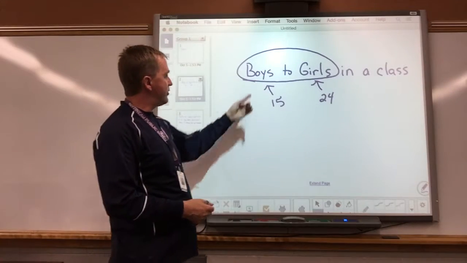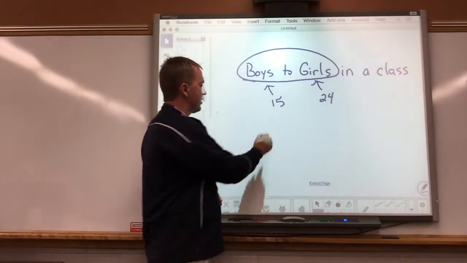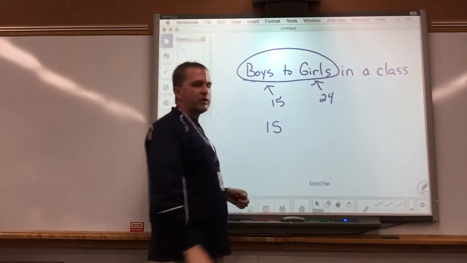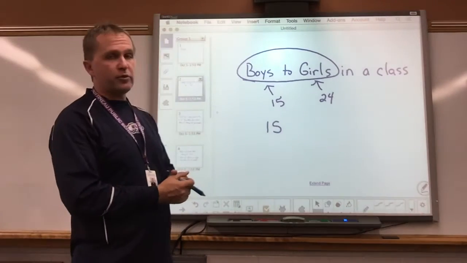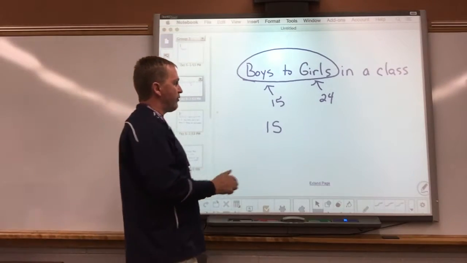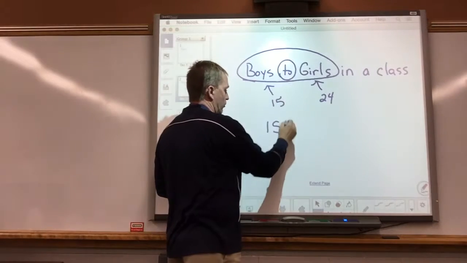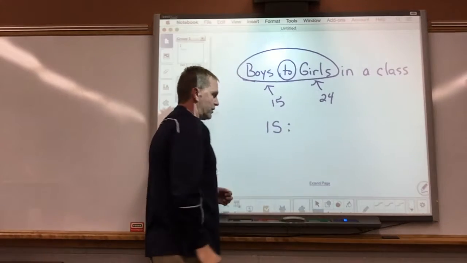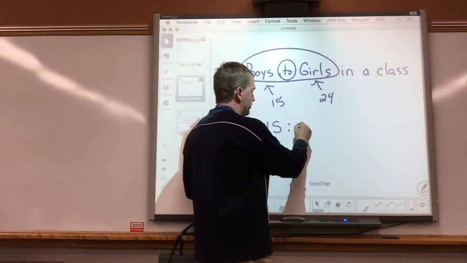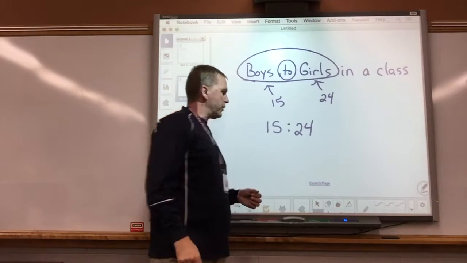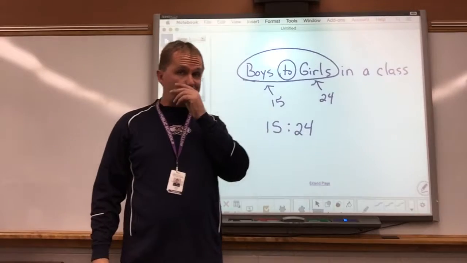So when we start the ratio, because boys was listed first, we do need to list the boys' number first. We can't start with the girls' number in this case because we're told we want a ratio of boys to girls. So we're going to go with 15. When we get to the word to, we will use a colon to denote the word to. So we would have 15 colon, and the number of girls would be 24. So we have the ratio of 15 to 24.